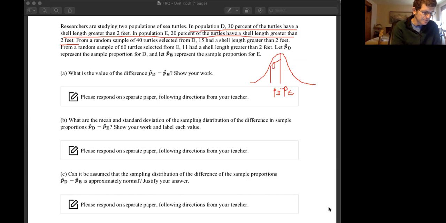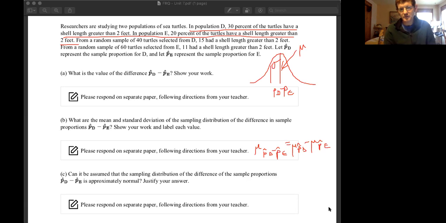Now, even though it says p hat for everything, we're really using the population values for the most part to come up with this. So let's see what that means. When we're trying to find the mean of this distribution, now I know it's proportions, but we still have the mean of the distribution. The mean of p hat sub D minus p hat sub E is going to be the mean of p hat sub D minus the mean of p hat sub E. And we already know what the mean of these are. Those are these population values up at the top.